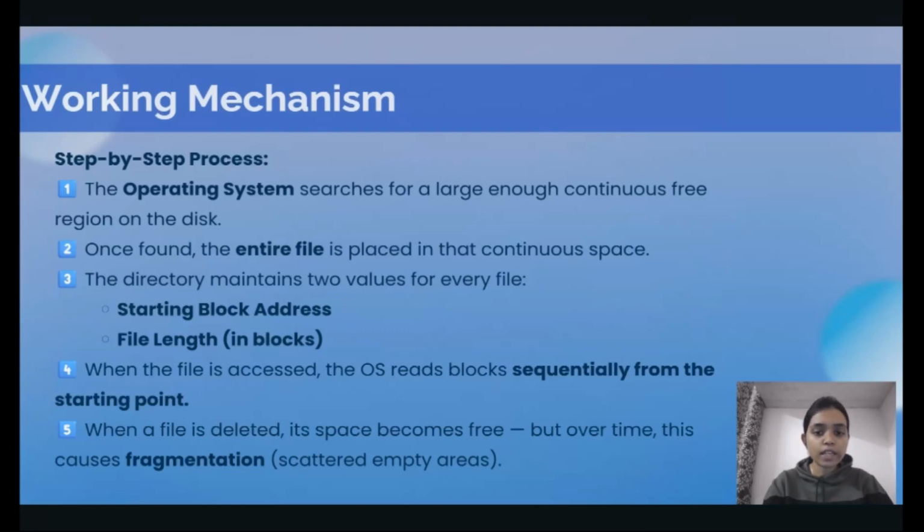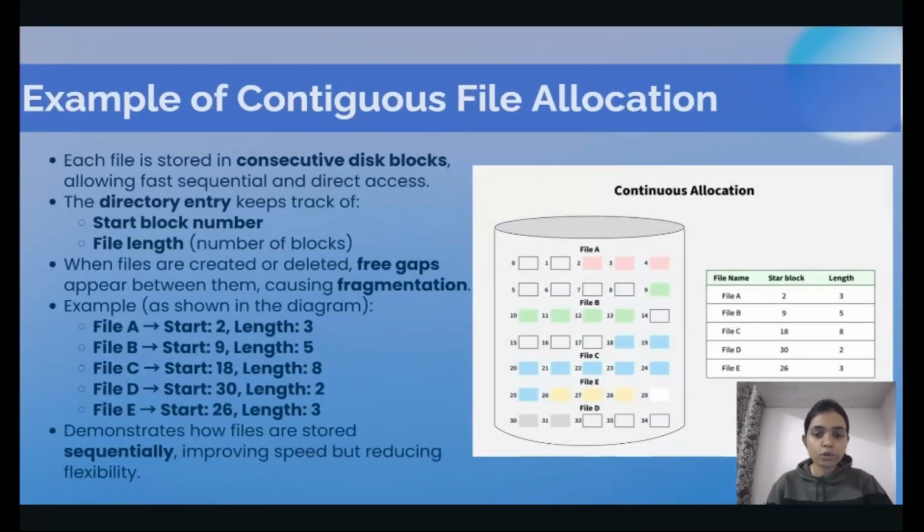However, when files are deleted or added later, small empty gaps appear. This is fragmentation. In this diagram, you can see each file occupies a specific part of the disk. This is the disk, and if a file is removed, the empty space is left behind, making it hard to store a new large file. Here we only have 14, 15, 16, and 17, this much space only. But what if files need more blocks of memory?